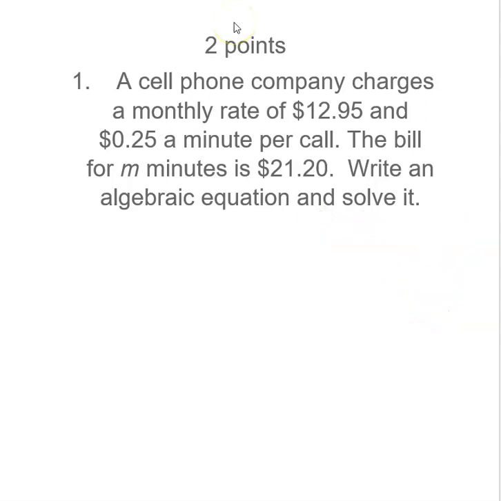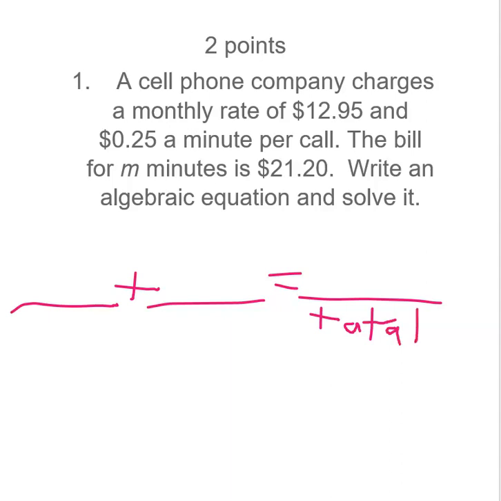You may recall that earlier in the week we talked about using a part plus a part equals a whole kind of equation setup. We're going to be doing that here. So we have a part plus a part is equal to our total. So remember to label underneath them what they stand for so you guys can keep track of what they are. So the total that they give us here is the $21.20. So I'm going to put that there.